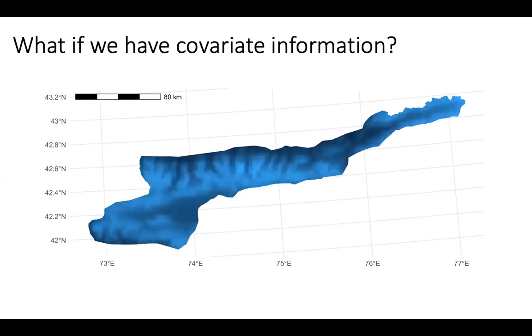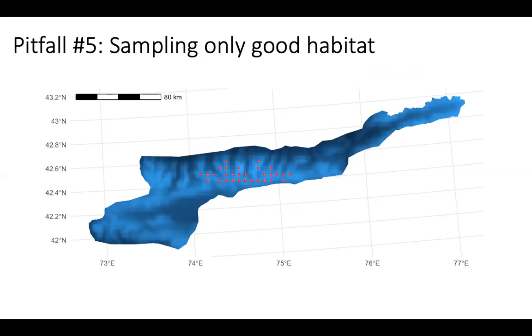What happens if we have covariate information? So here we've got light blue indicating high elevation rugged areas, and dark blue indicating lower elevation flatter areas. If we've got covariate information and we want to use that to model density, so we want to know how snow leopard density varies with covariates, then we need to sample a range of those covariates. So in this case, if we want to model animal density as a function of elevation, we need to sample both high and low elevation points.